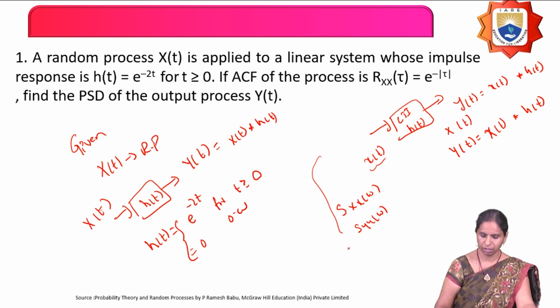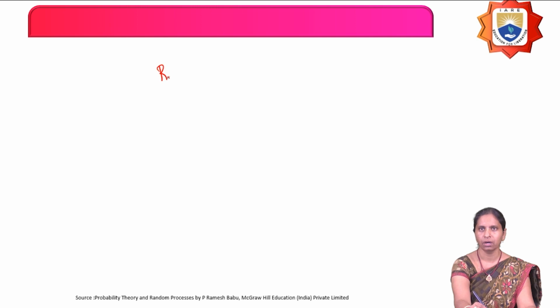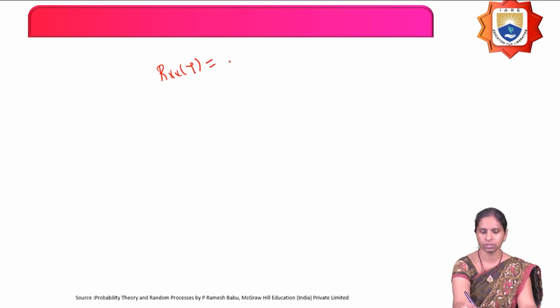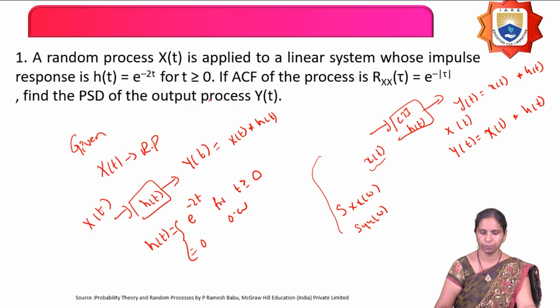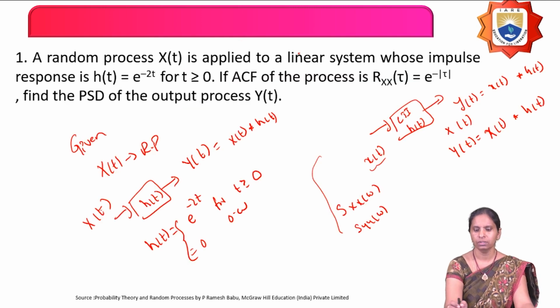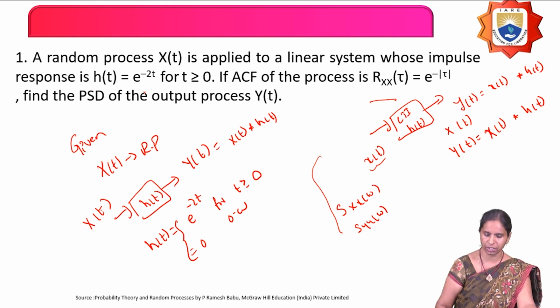After that, they have given the autocorrelation function of the random process x of t. The autocorrelation function of the input random process x of t is e power minus mod tau. And they have given the impulse response h of t equals e power minus 2t for t greater than or equal to 0. So they have given the autocorrelation function of the random process and the impulse response of the LTI system. We have to calculate the power spectral density of the output random process y of t.